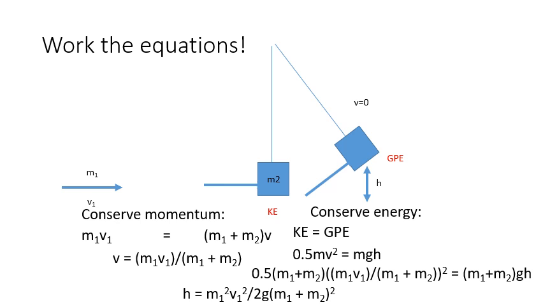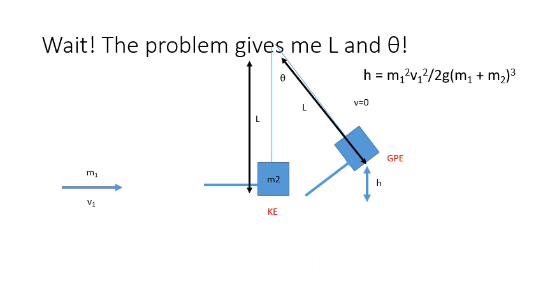Okay, there's the equation from before. But wait, some of the problems won't tell you what the height is. They'll ask what L and theta are. Those are kind of tricky things. L is going to be the length of the whole thing, and theta is going to be the angle that it makes with the vertical as it goes up. You can see that that's pretty doable, it turns out. And I'm drawing in the triangle so you can see.